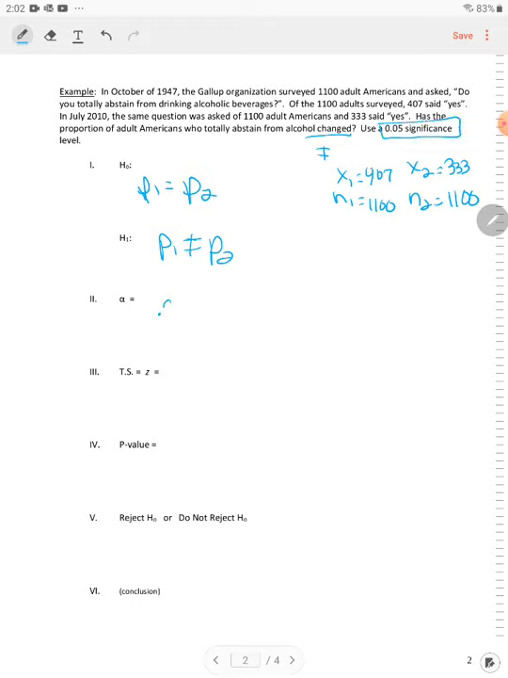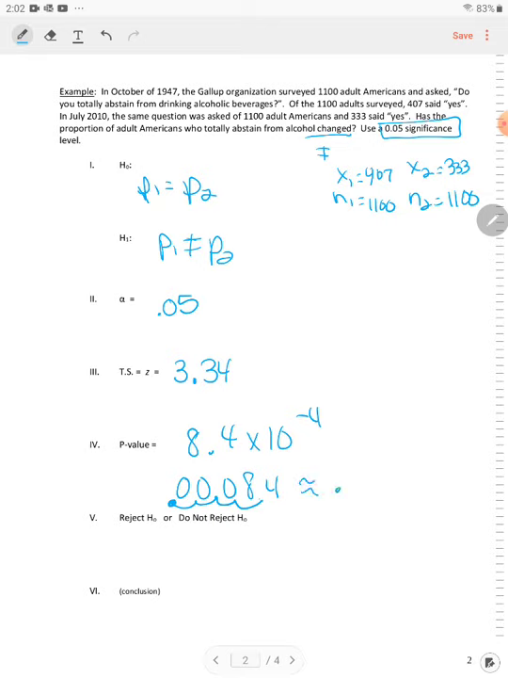Alpha is 0.05. Using your calculator, z is equal to 3.34. p is equal to 8.4 times 10 to the negative 4. Now, if we write this in scientific notation, that's 1, 2, 3, 4. Writing it as a numerical value gives us approximately 0.0008.